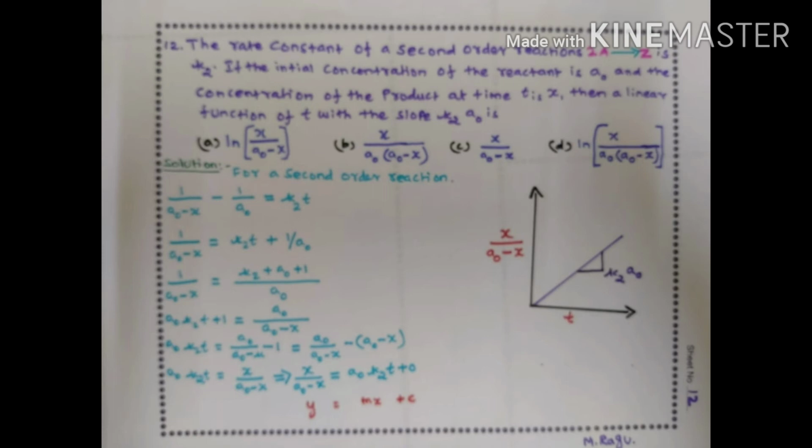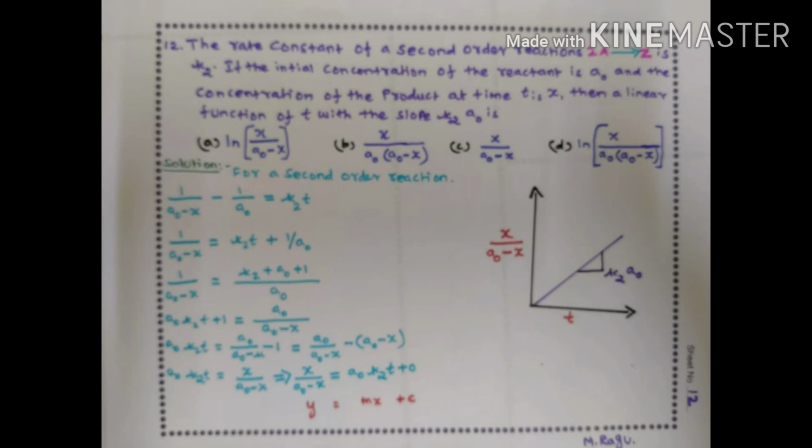Question number 12. The rate constant of a second order reaction 2A gives Z is K2. If the initial concentration of the reactant is A0 and the concentration of the product at time t is x, then a linear function of t with the slope K2A0 is. This question is based on chemical kinetics.